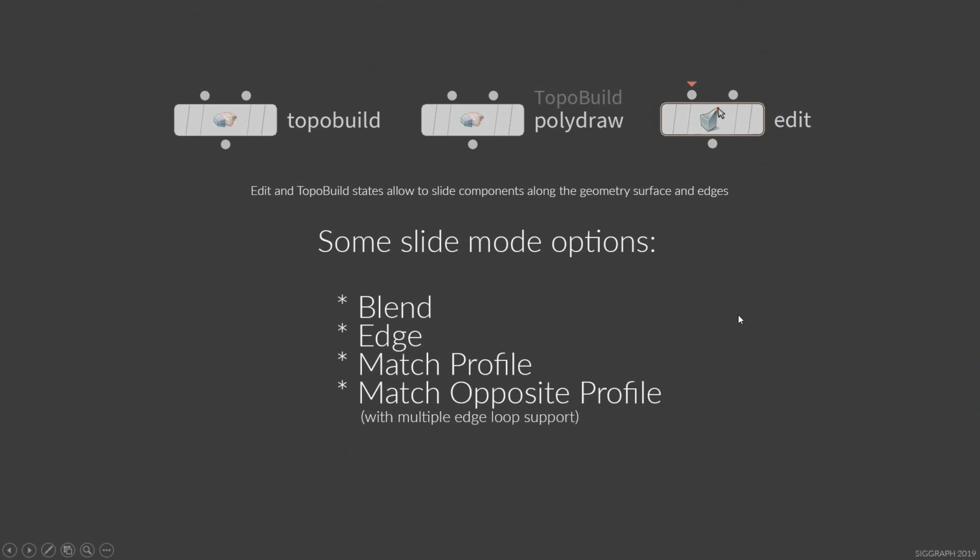So the TopoBuild Polygon edits, they all have the ability to slide your geometry across the surface, but it doesn't really give you precise control over where it slides and how it slides, and so you may lose the shape of your geometry that you spent time to build. But now we are looking at these options, and there's a few more, but these were the most interesting for me. There's the blend, edge, and match profile, and then match opposite profile.